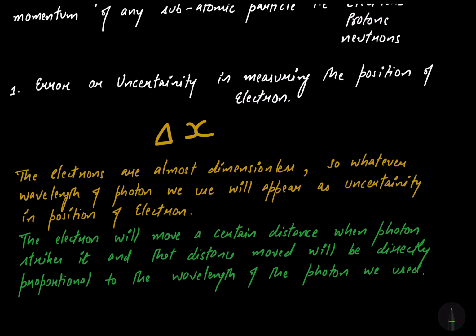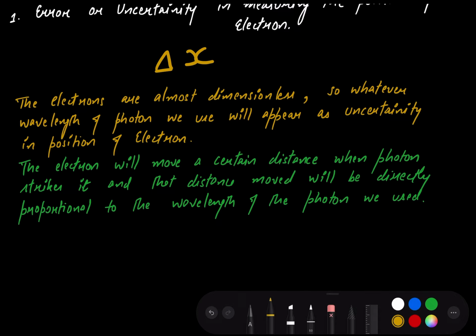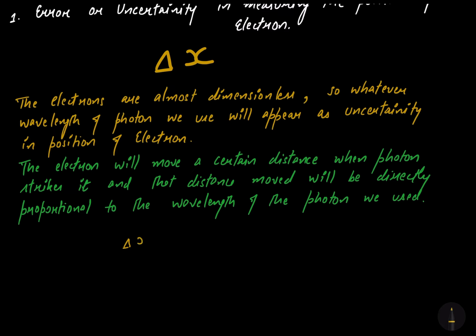Now, the distance moved by electron is actually the delta x. That's the uncertainty in measuring the position of the electron. And that delta x, the change in position or uncertainty in the position, will be directly proportional to the wavelength of the photon that we have used in our experiment, or the photon that strikes the electron.